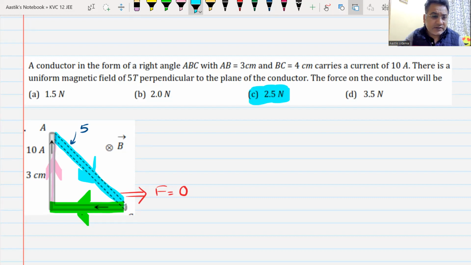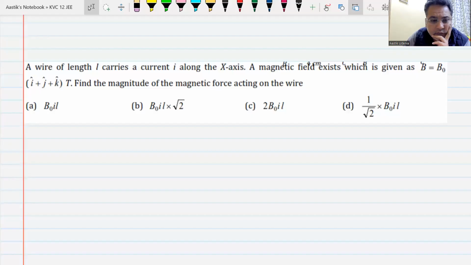I'll give you 2 minutes to note down this one. Then comes this question, sir. A wire of length L carries a current I along the x-axis. A magnetic field exists which is given by B equals B naught (i hat plus j hat plus k hat) Tesla. Find the magnitude of magnetic force acting on the wire. I'll give you 2 minutes to give me this answer.